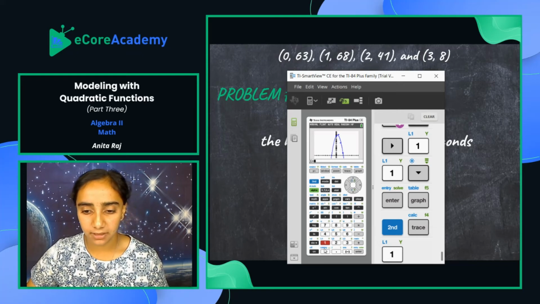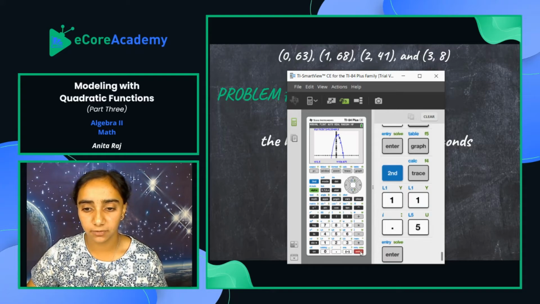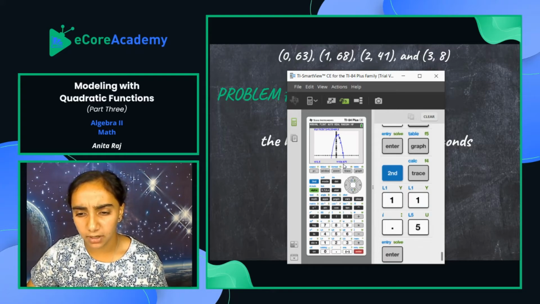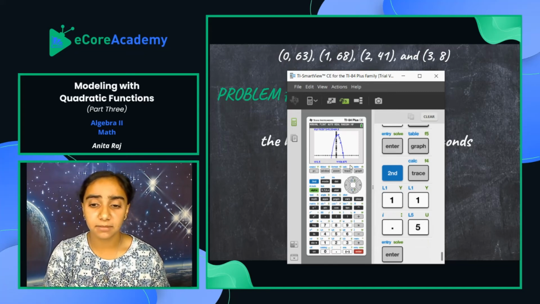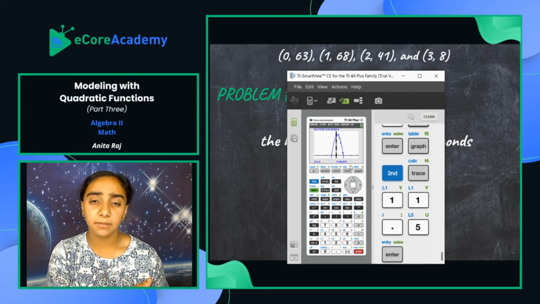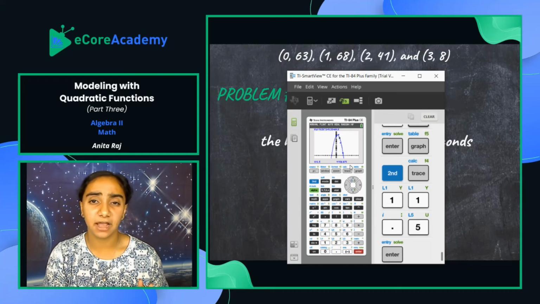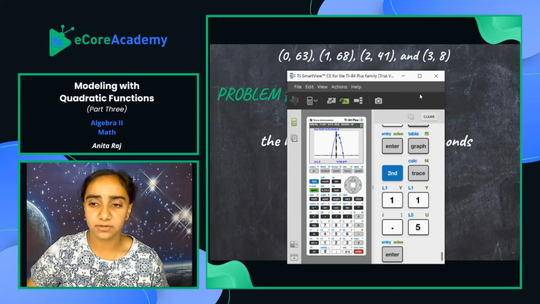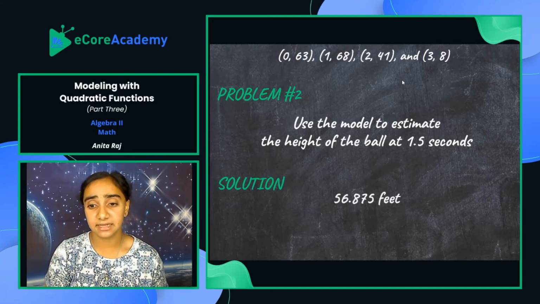So let me type that in, 1.5. Now that it is typed in, all we have to do is hit enter, and we are given the approximate height at that time. So at 1.5 seconds, the ball is at the approximate height of 56.875 feet. And if I put this calculator away and I just hit the next arrow, you'll see that that is the exact same answer.